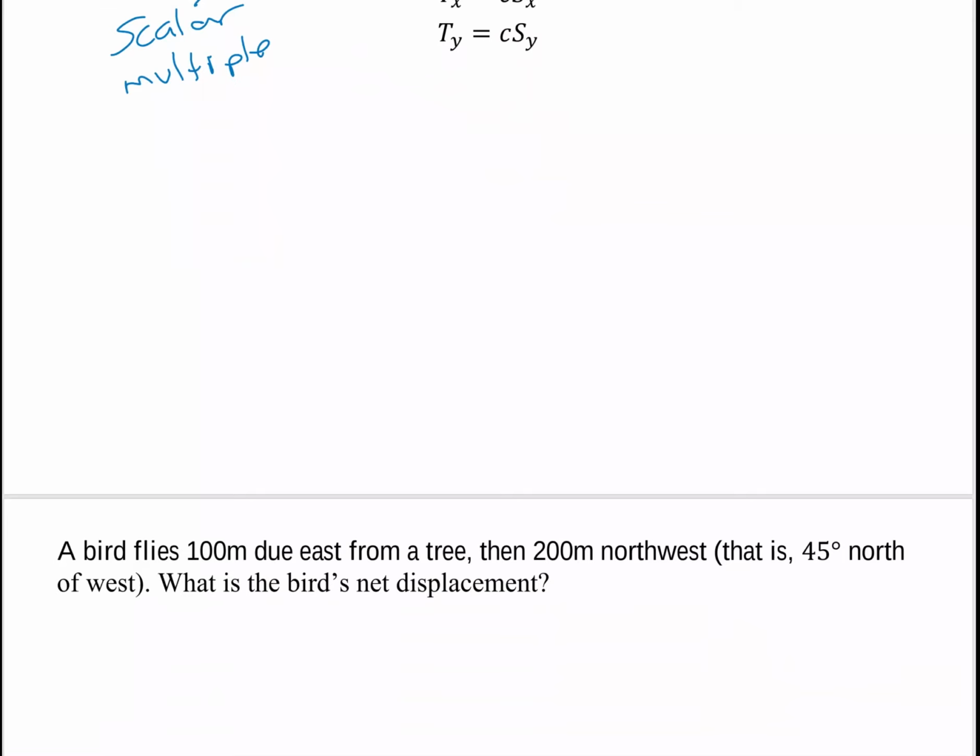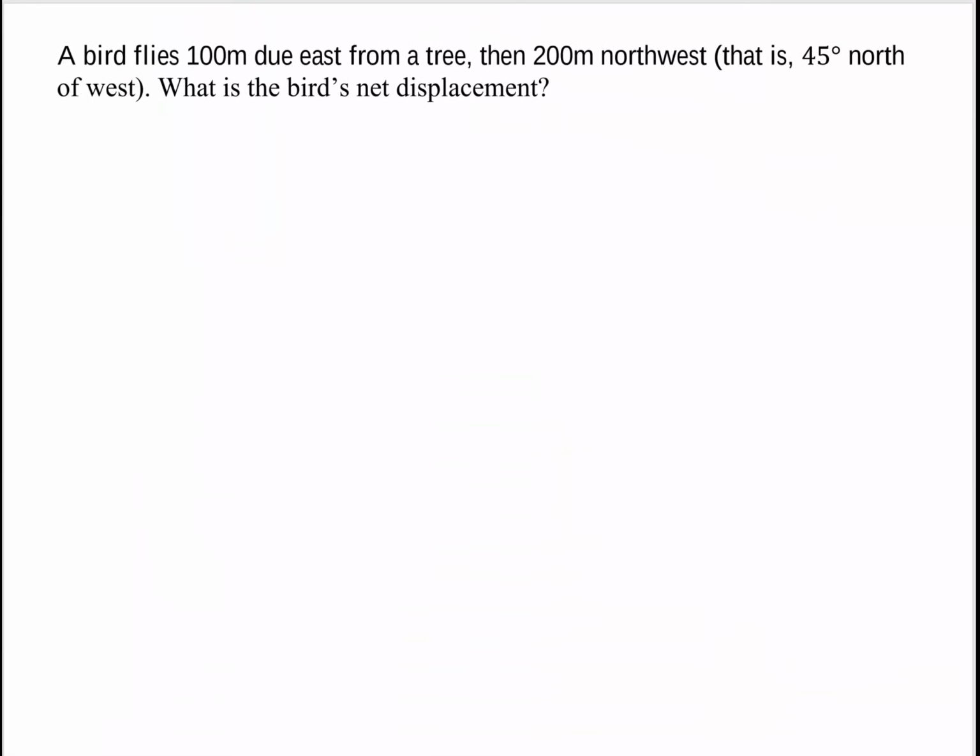Okay. So, here's an example. A bird flies 100 meters due east from a tree, then 200 meters northwest, which means 45 degrees north of west. Okay. What is the bird's net displacement? Okay, so what are we going to do? 100 meters to the right, so a vector.